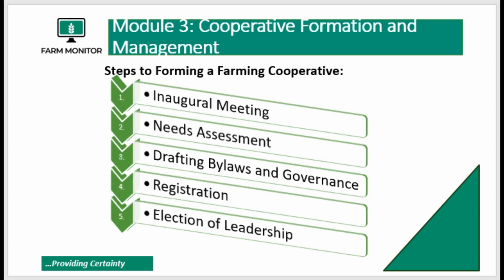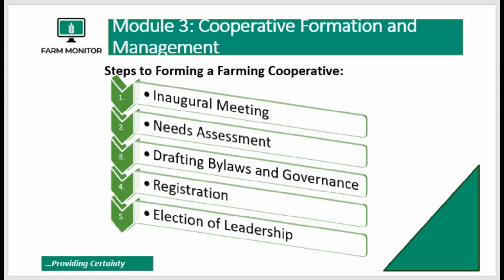Module 3, Cooperative Formation and Management. So what are the steps to forming a farming cooperative? I've highlighted some steps here. The first is inaugural meeting. Okay, you convene a meeting.